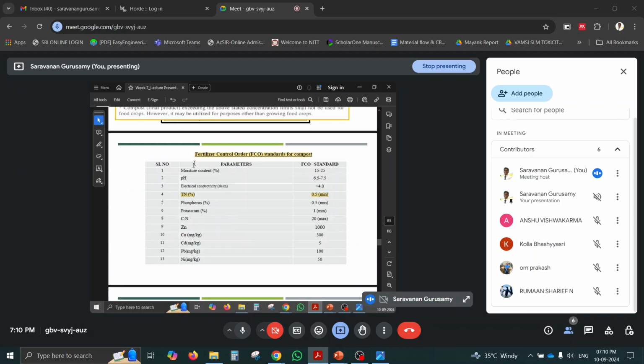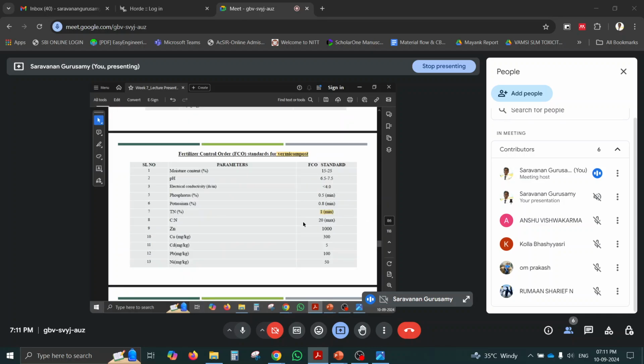And then the FCO standard for different physical and chemical properties. As I mentioned, total nitrogen should be minimum 0.5. These are the required nutrients. Nitrogen, phosphorus, and potassium should be minimum 0.5 and 1. So it can be greater than that. Other things should be less than these values, like the element should be less than this value. And then the C:N ratio should be maximum 20. It should not be greater. Okay, final compost should have 20, but the initial feed should have 30. I hope you can understand.